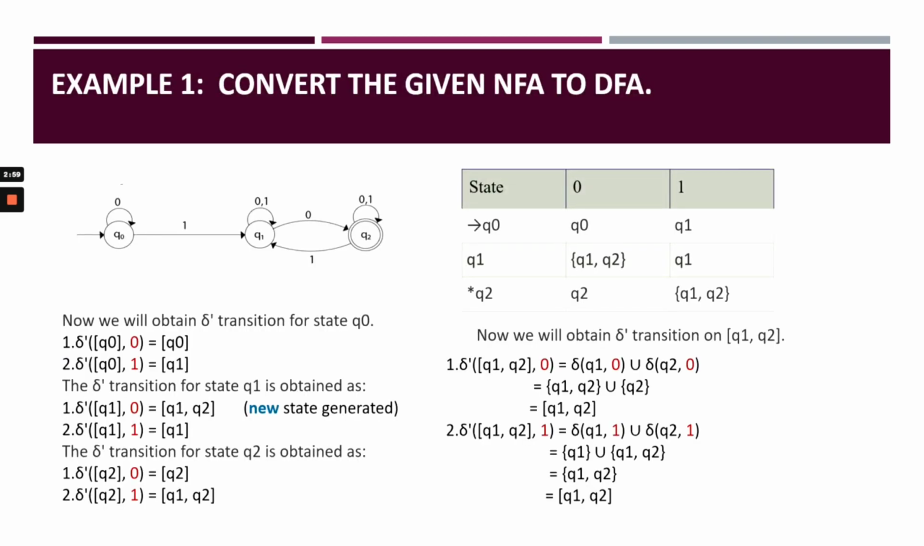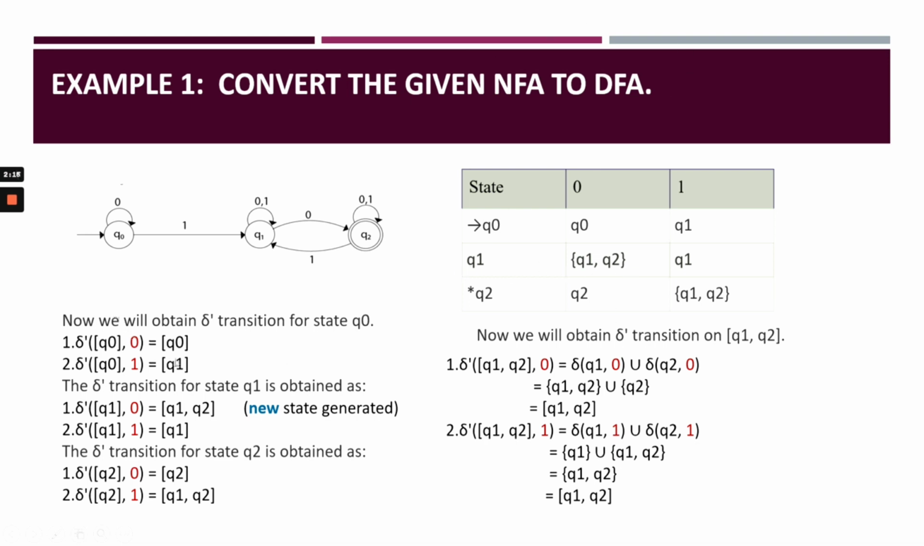Here comes our first example. Convert the given NFA to DFA. Here is the given NFA. We can see here the transition table of the given NFA. If 0 is the input, q0 goes to q0. If 1 is the input, q0 goes to q1. For q1, if 0 is the input, then q1, q2 are the output. If 1 is the input for q1, it goes to q1 itself. For q2, if 0 is the input, it remains in q2. If 1 is the input, then it goes to q1 and q2. So this is the transition table.